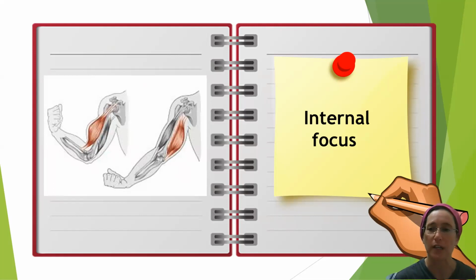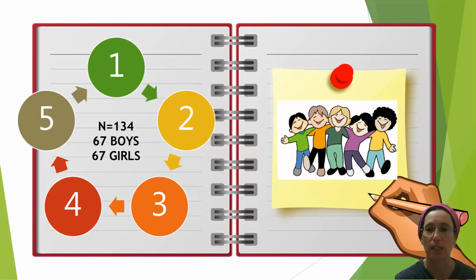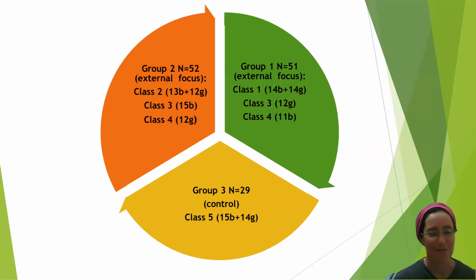Because of COVID-19, 5th and 6th graders did not attend school, so we took the 4th graders. We had 134 children who participated in our research, 67 boys and 67 girls who learned in 5 different classes. But because of COVID, they were divided into 10 capsules, 5 boys and 5 girls.